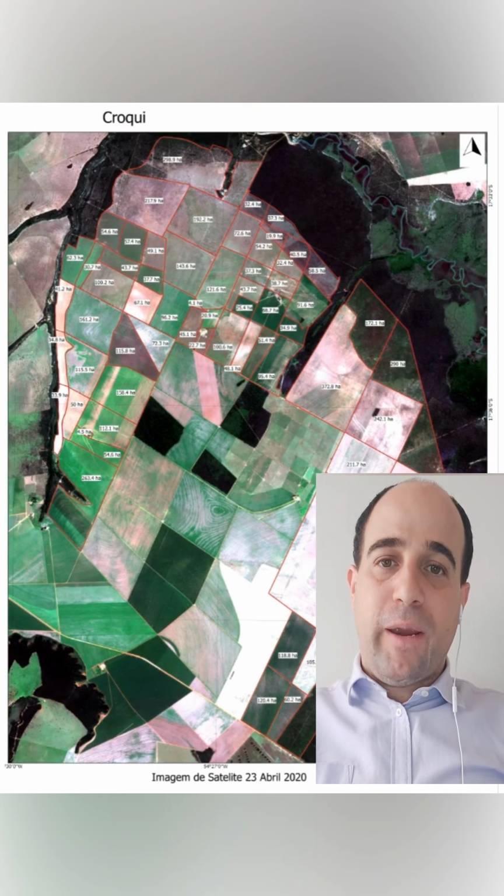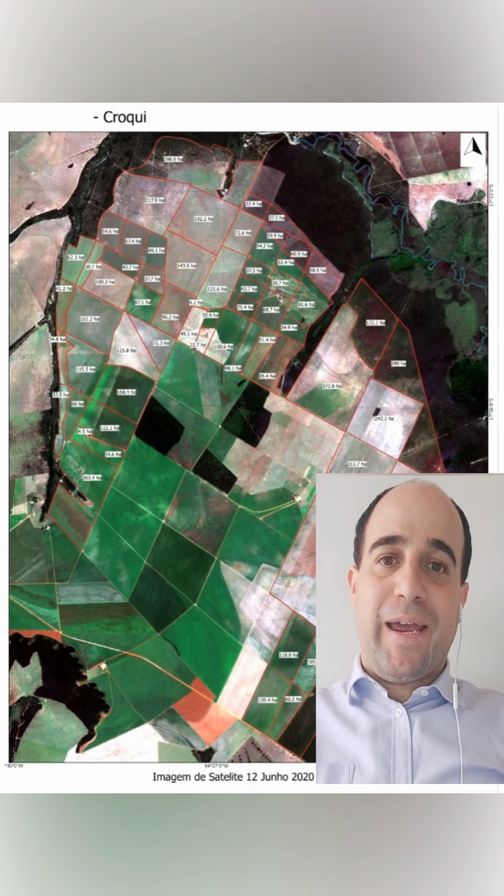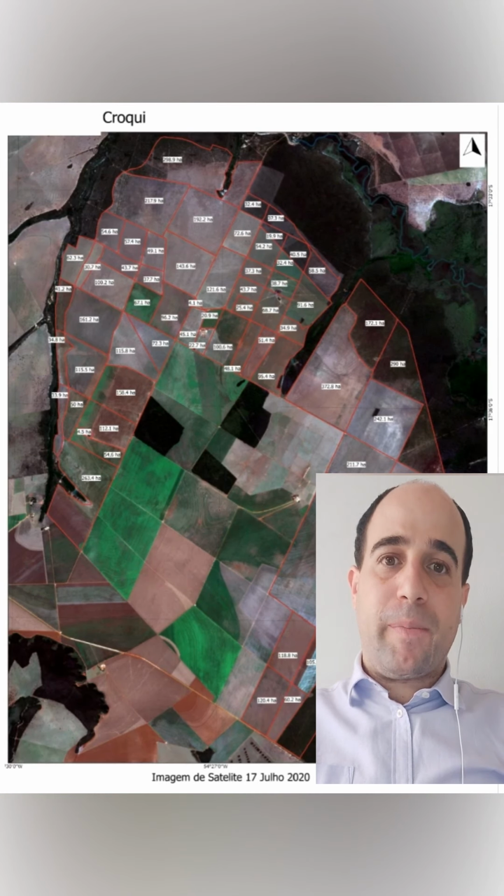And all he had was a picture of the map of the farm. It wasn't a lot. So the first step was to draw the map. I manually drew it using QGIS and updated satellite imagery, mapping the whole farm. As you can see here, I'm going to show you some maps: 23 of April, 12 of June, 17 July, 15 September.